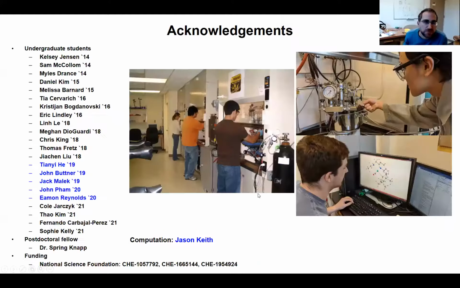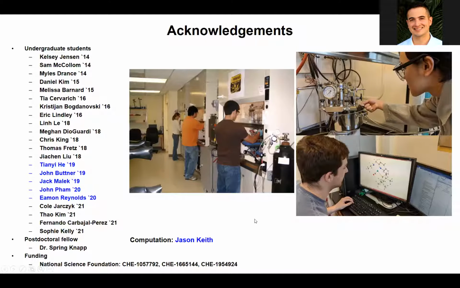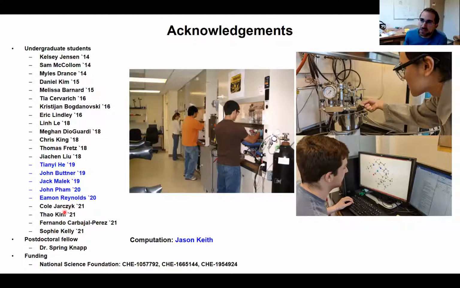So first, I want to lead with some acknowledgments. At Colgate, we're an undergraduate-only university, so all of the research that I'm going to present was done by some undergraduate students in my lab. This long list here dates back to the beginning of our project on this metal-ligand cooperative catalysis. And the recent people here are the ones who have worked on this project involving Milstein's catalyst in particular. We also collaborate with Jason Keith, who is my colleague at Colgate, on computational work.